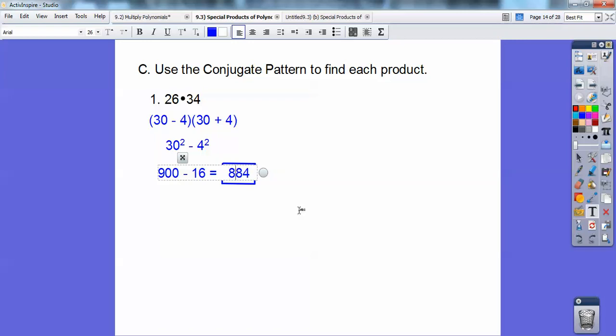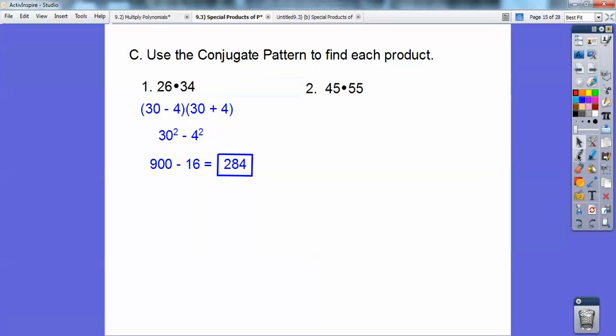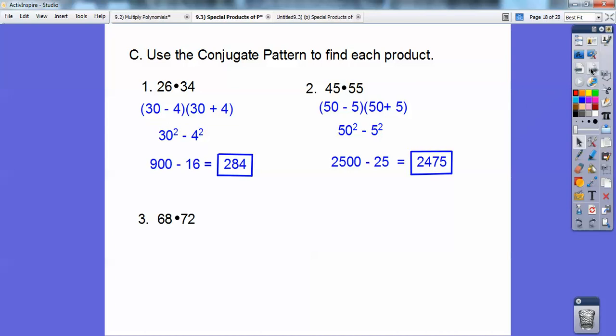Okay, here we go. This thing was freezing on me. I hope it doesn't freeze on me. So this is 50 minus 5. This is 50 plus 5, so it becomes 50 squared minus 5 squared. 5 squared is 25, so 50 squared is 2500. Subtract 25 is 2475. All right, let's try one more: 70 plus 2, 70 minus 2. 70 squared is 4900. 2 squared is 4, so it's 4900 minus 4, or 4896. Pretty slick, huh?